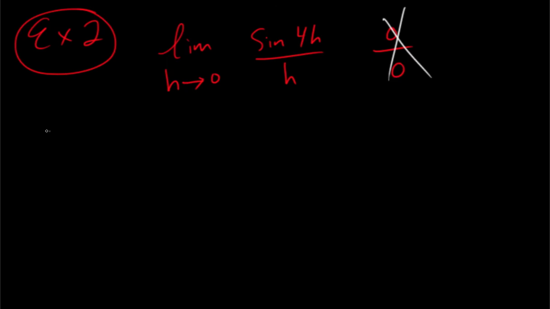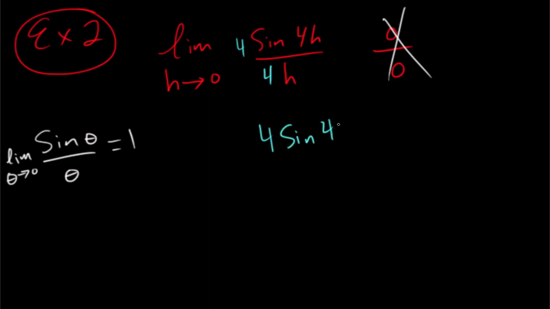What we're going to do instead, we're going to note that as theta approaches 0, the limit as theta approaches 0 of sine theta over theta is 1. And so what we're going to do with that, we're going to just multiply the top and the bottom by 4. Let's use a different color. And we get 4 sine 4h over 4h.